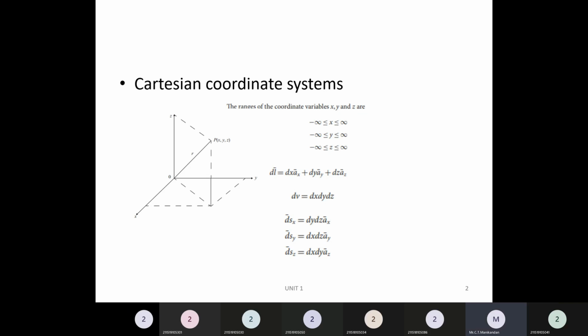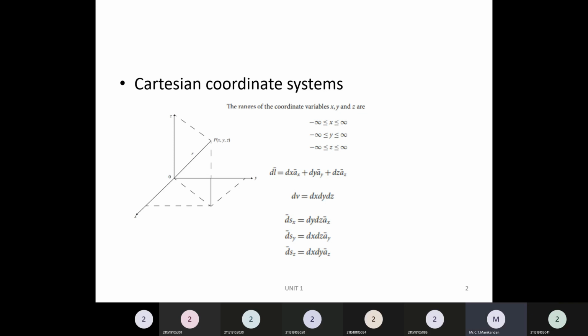So for both dv and ds, the base is dl. If you write the differential length correctly, it will be very useful for getting dv and ds. Make sure that we write dl correctly. So this one is for the Cartesian coordinate system.